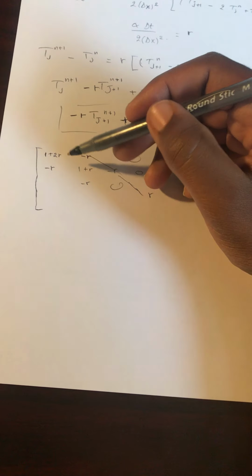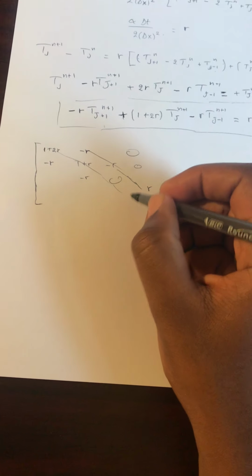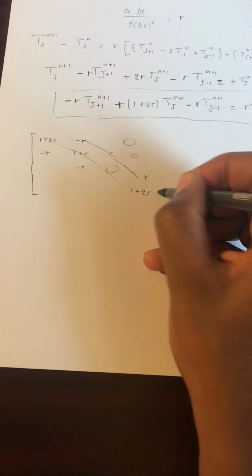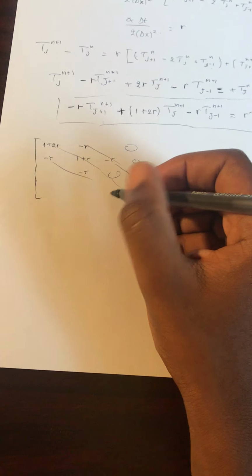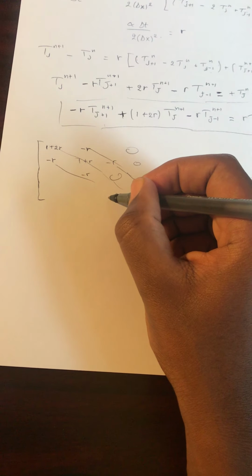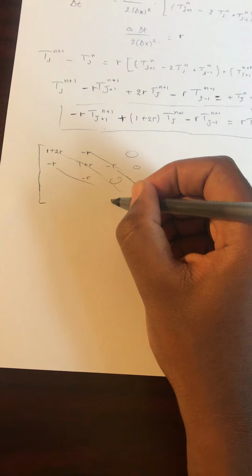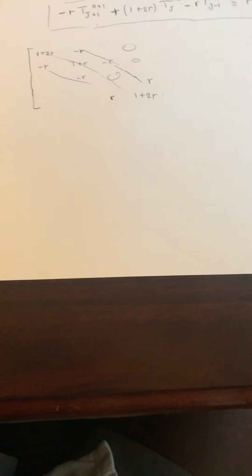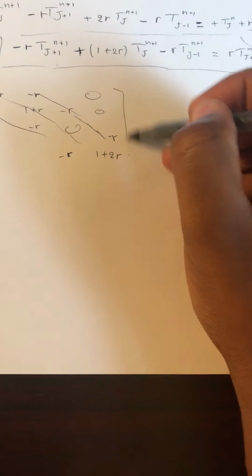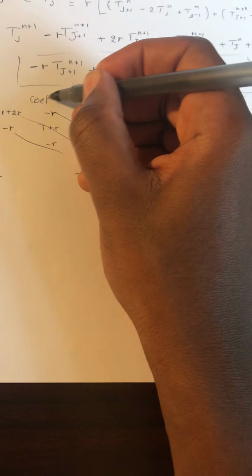Which when we do this, we get something like 1 plus 2r, and then this we get, okay, and then minus r, and then the next thing. So these are coefficients.